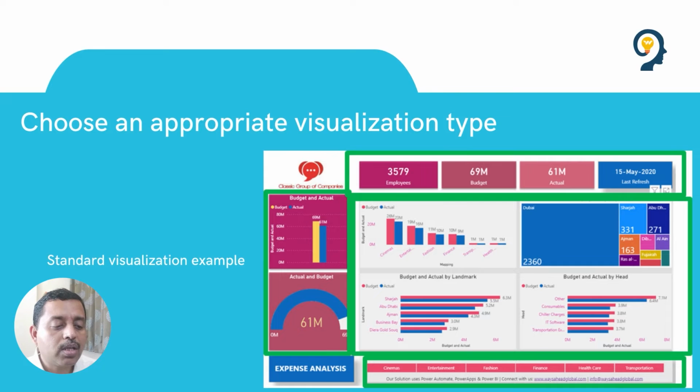This bottom section is for the filters, if you have any, and the left-hand side section is to give the name to this particular report. So this is ideally a format for how you put your data.